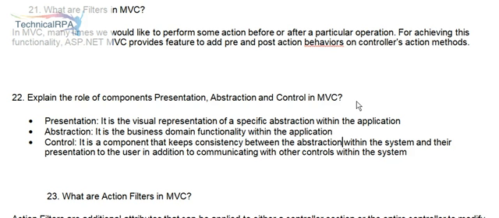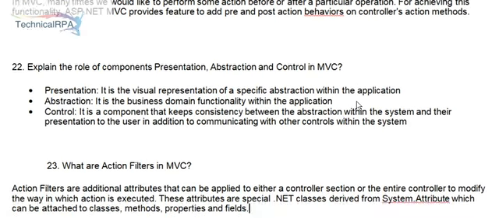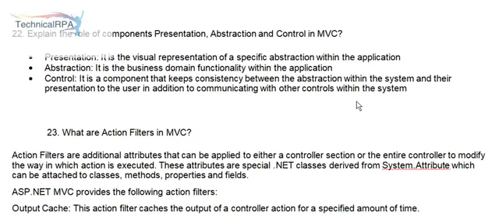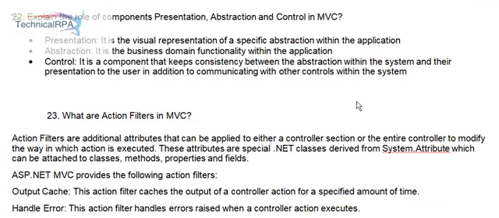It is a component that keeps consistency between the abstraction within the system and their presentation to the user, in addition to communicating with other controls within the system. 23. What are action filters in MVC? Action filters are additional attributes that can be applied to either a controller section or the entire controller to modify the way in which action is executed.